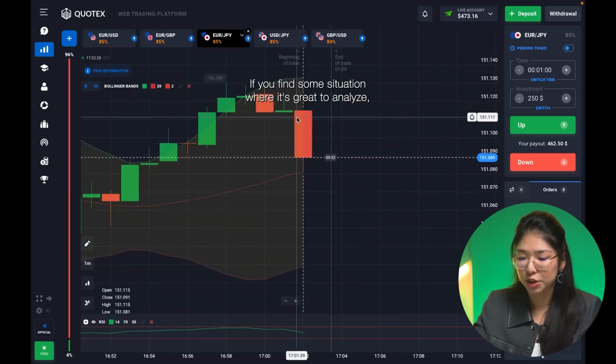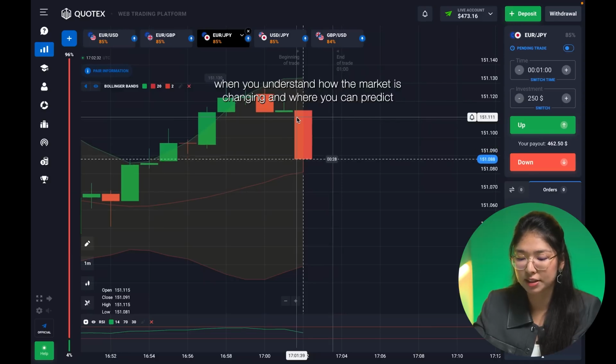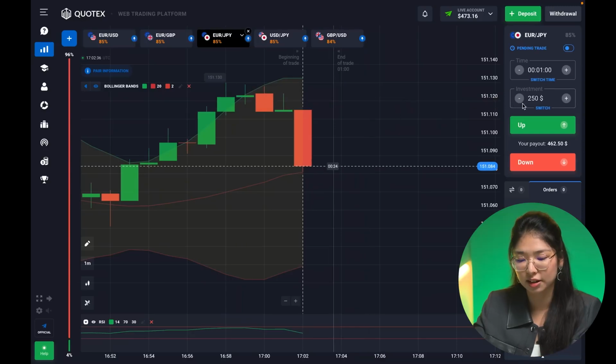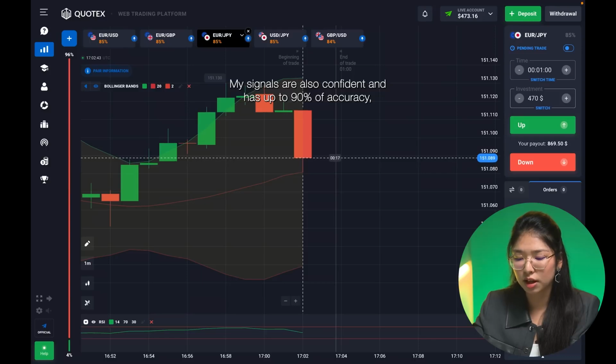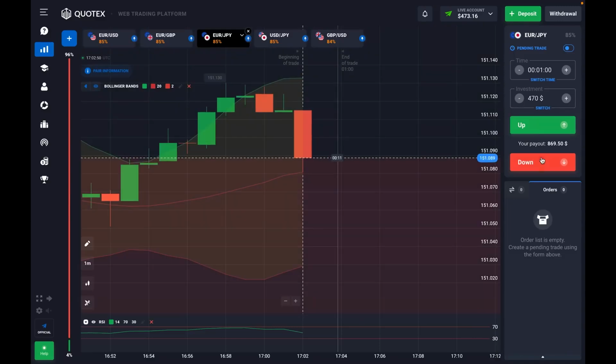It's great to analyze when you understand how the market is changing and where you can predict the price movements. Really, just keep trading there. I will put here $470 and I'm pretty sure about the signals. My signals are also confident and have up to 90% of accuracy. So be ready for put option.